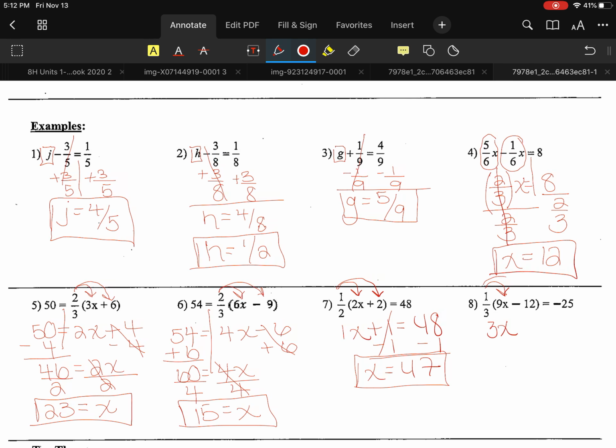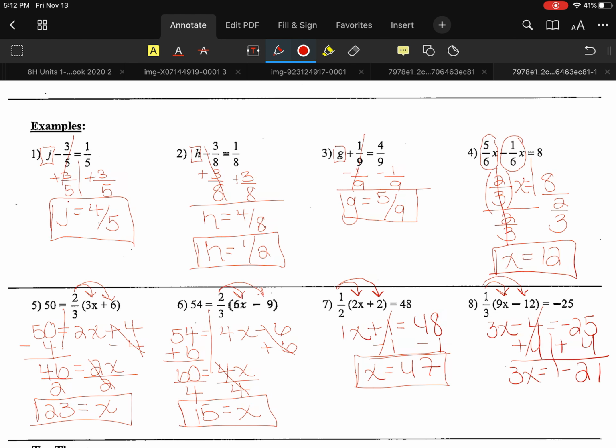Number 8, 1/3 times 9 gives me 3x. 1/3 times a -12 gives me a -4, equals a -25. I'm then going to do the inverse of subtracting 4, which is to add 4. Get my constant over to my other constant. Again, if you want to put the wall in, that's helpful. Do that. 3x equals -21.